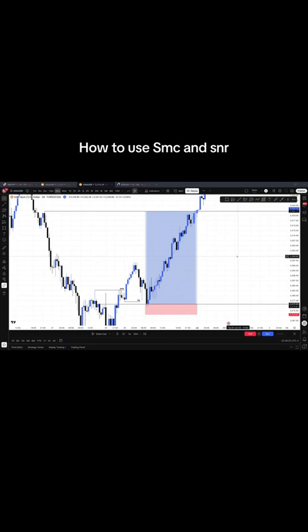The setup you can see on the screen was analyzed using both the SMC and SNR concepts from the market bias to the entry, and this setup was also shared to my Telegram channel.